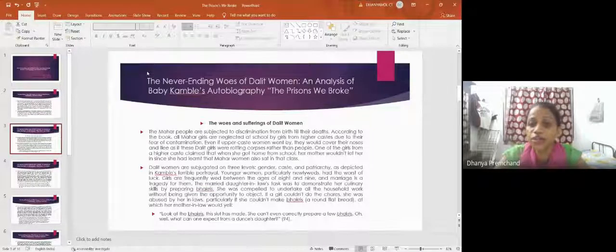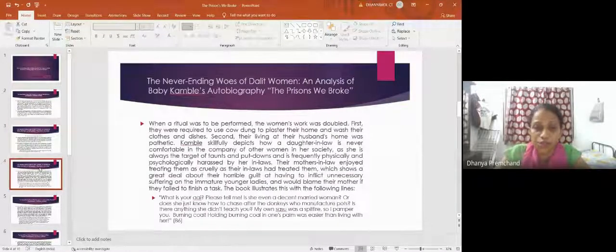The married daughter-in-law's task was to demonstrate her culinary skills by preparing bakris. Bakris means it's a type of roti, or we can call it a chapati. So she was compelled to undertake all the household work without being given the opportunity to object. If a girl couldn't do the chores, she was abused by her in-laws, particularly if she couldn't make bakris, at which her mother-in-law would yell, I quote, "Look at the bakris this slut has made. She can't even correctly prepare a few bakris. Oh well, what can one expect from a dancer's daughter?"